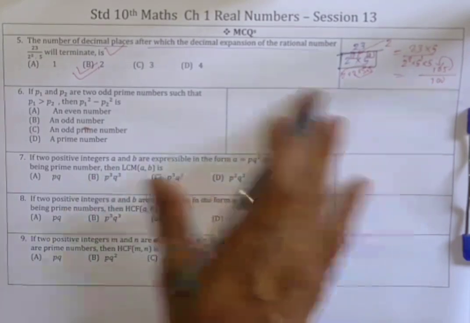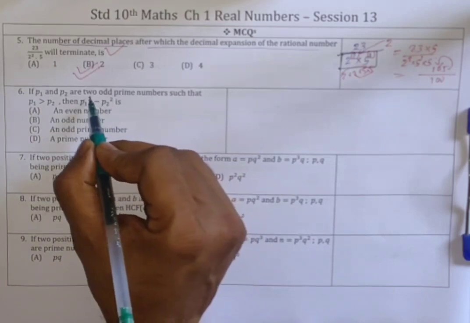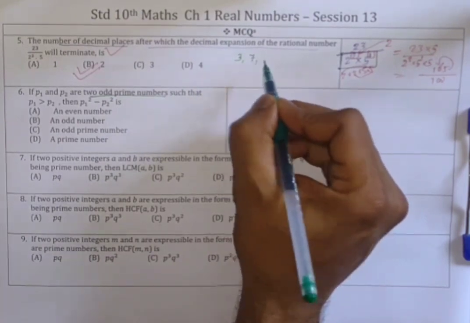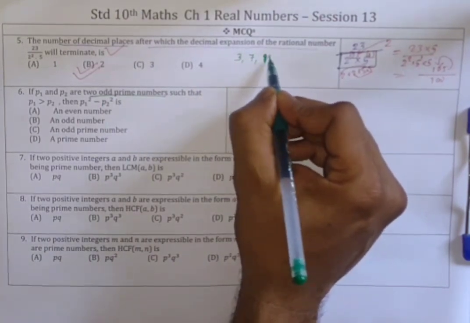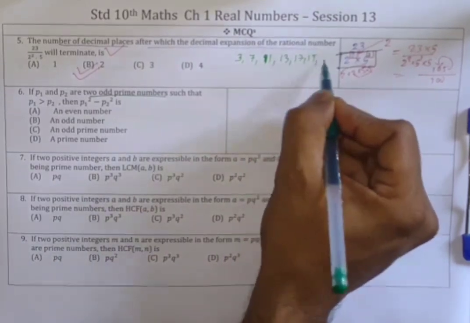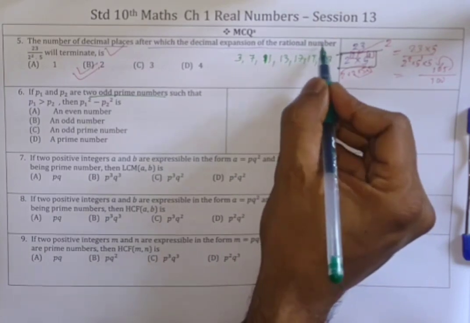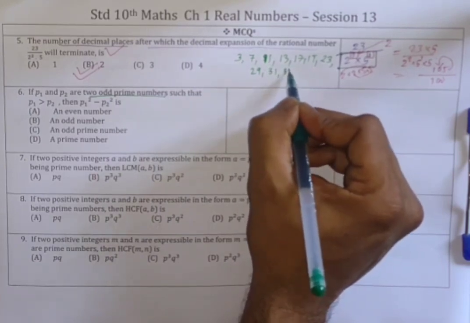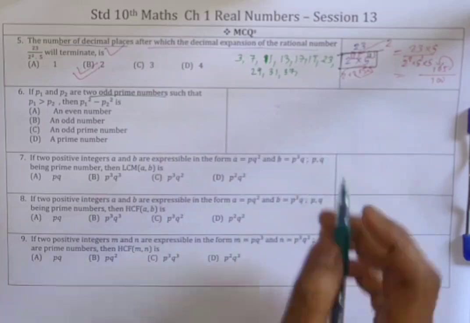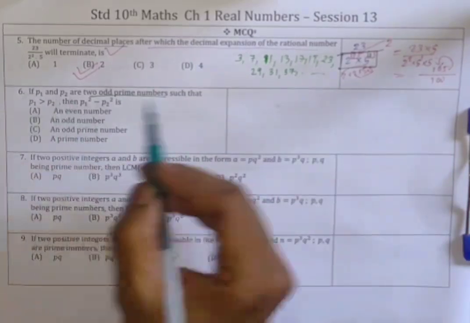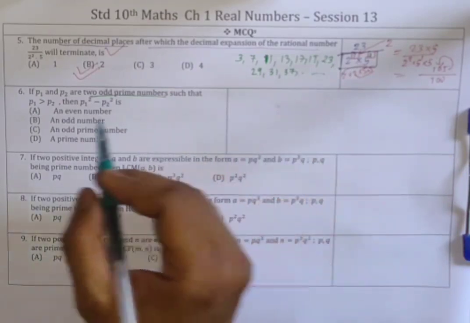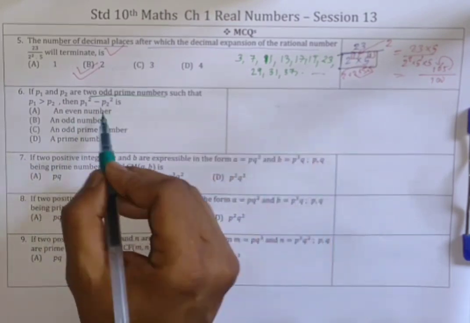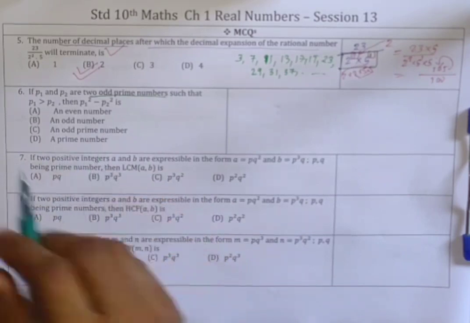चलिए. Next one is interesting one, children. If P1 and P2 are 2 odd prime numbers, 3, 7, prime numbers 11, 13, 17, 19, 21 odd hai lekin prime nahi hai, 29, 31, 37, 33 bhi odd hai lekin wo prime nahi hai. So odd prime numbers, if P1 and P2 in mein se koi bhi do prime numbers hai aur wo odd hai, such that P1 is greater than P2, then P1 square minus P2 square is dash. An even number, an odd number, an odd prime number, a prime number.